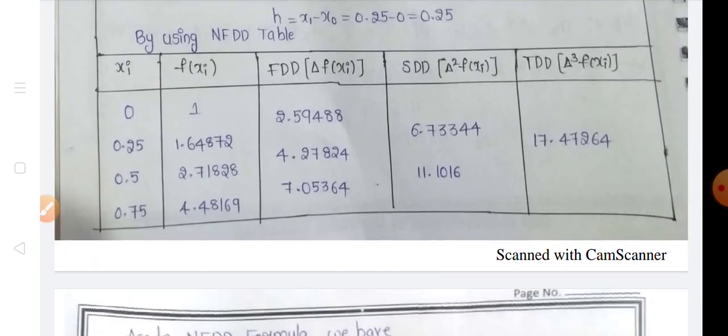Okay, 0.25 minus 0 is 0.25, 0.50 minus 0.25 is 0.25, 0.75 minus 0.50 is 0.25.